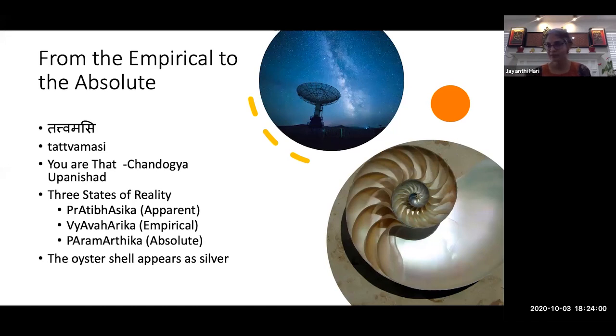The world that we live in is Vyavaharika. It operates on empirical observations. Empirical, basically referring to our sense organs and our mind. So we use our sense organs to capture the perception of everything around us, to get knowledge of situations, of people.